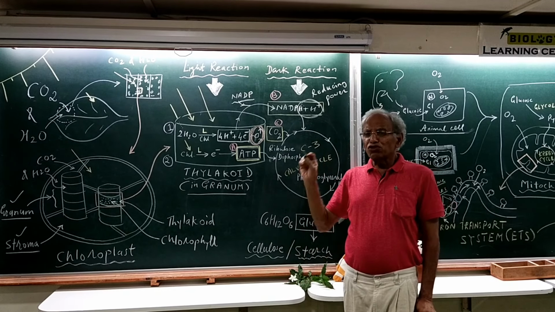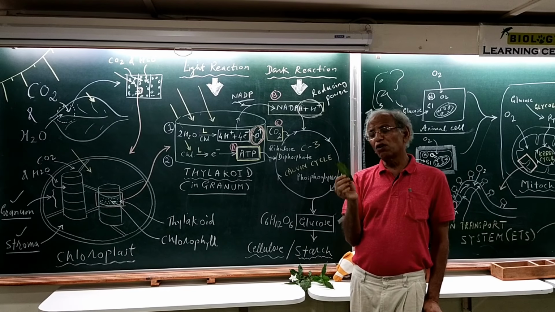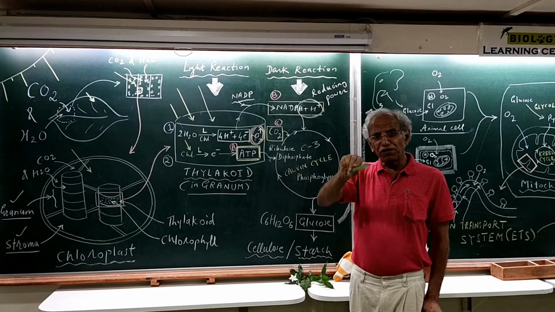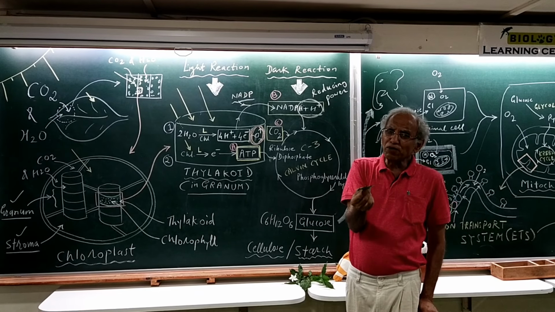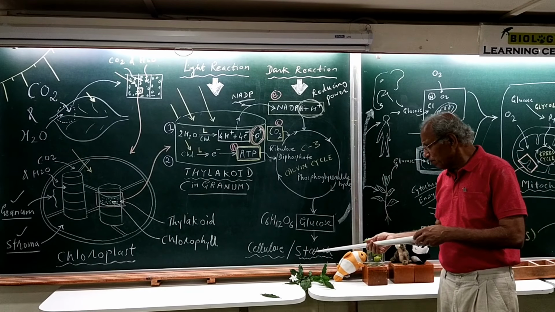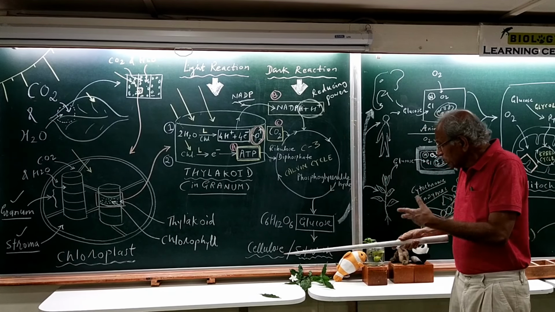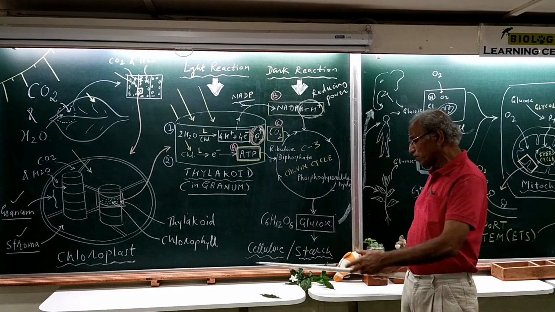So starch is produced and starch is stored, and plants will also produce cellulose out of it, because cellulose and starch, they are ultimately made up of glucose. The plants will store the starch and they will use it for themselves. Why plants produce glucose and starch?